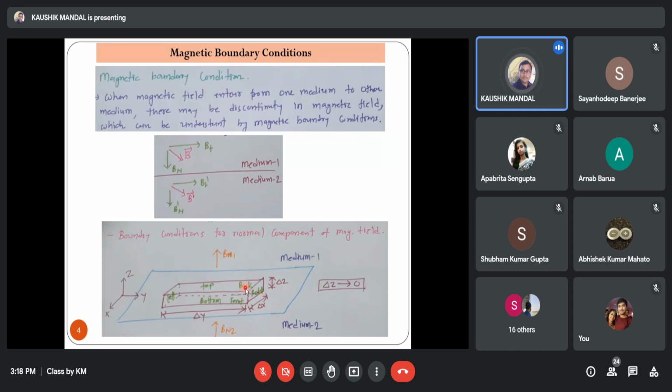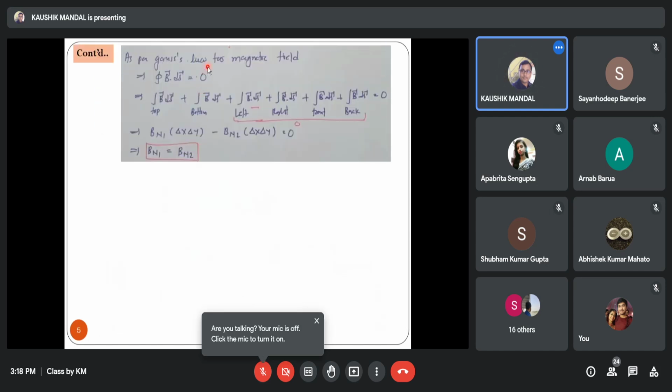Now in this elementary volume, there will be a total of 6 surfaces: top, bottom, front, back, and left, right. On these 6 surfaces, we now have to determine what the magnetic normal components should be. So once again, you have to take the help of Gauss's law for magnetic field.